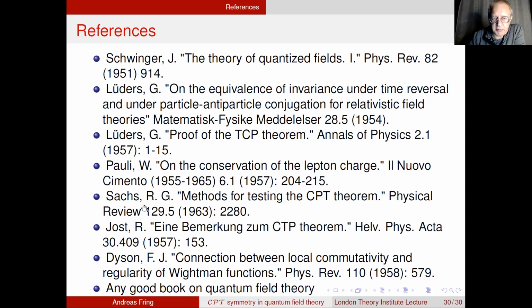Here's an interesting paper I didn't mention before. It's about methods of testing the CPT theorem, thinking about experiments, etc. And these two papers I also briefly mentioned already. These are treatments of the proof in a more formal setting of axiomatic quantum field theory. So this is more formal and more rigorous, doesn't use Lagrangian description, but just uses the general axioms of quantum field theory. And then you can find these transformations in essentially any good book on quantum field theory.